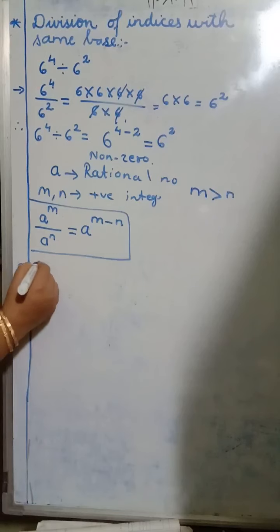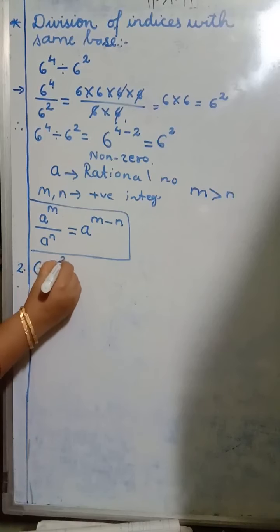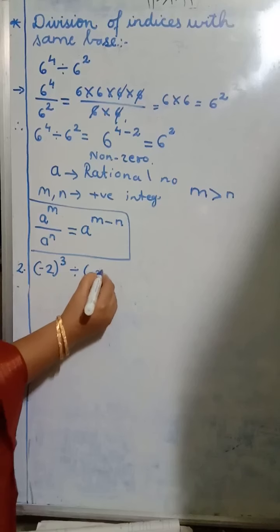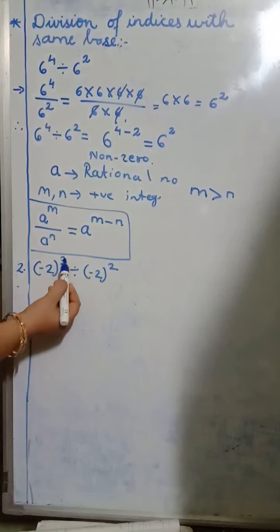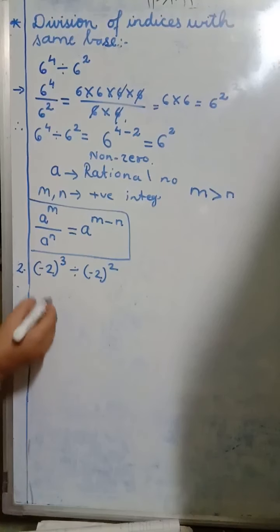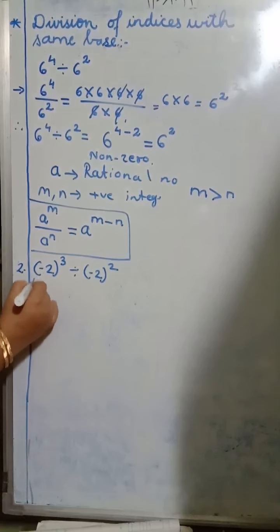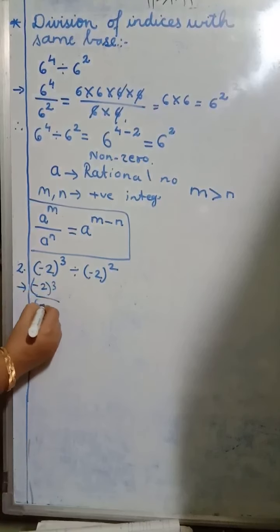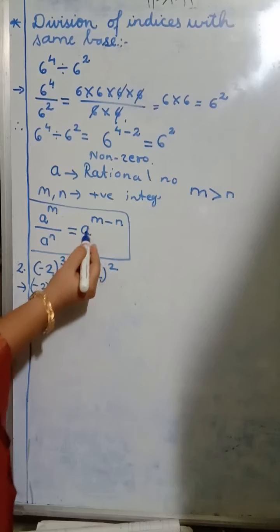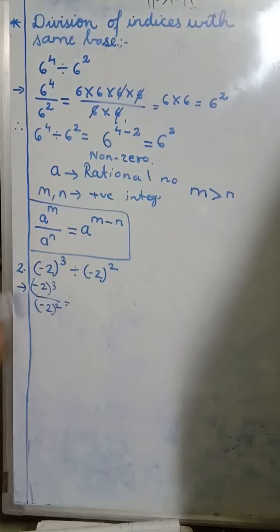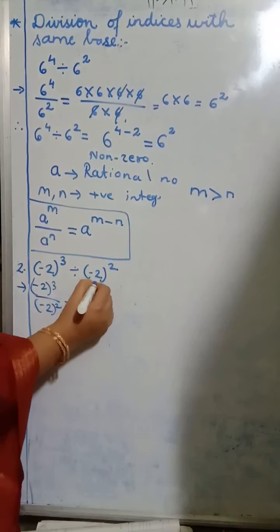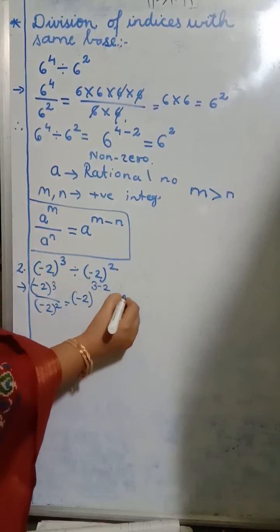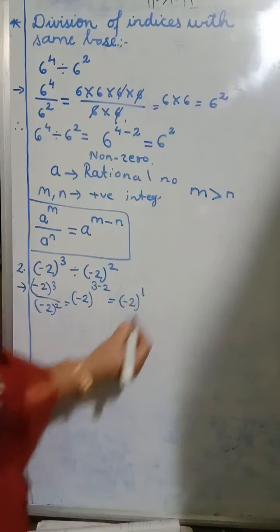For example, if we take (-2)^3 divided by (-2)^2. See here? Negative 2 raised to 3 divided by negative 2 raised to 2. How will we write it? First in numerator and denominator form, in this way. Now we have learned to write the base as it is and subtract the powers. Is 3 greater than 2? Yes. So we'll write (-2) raised to 3 minus 2, that is (-2) raised to 1.